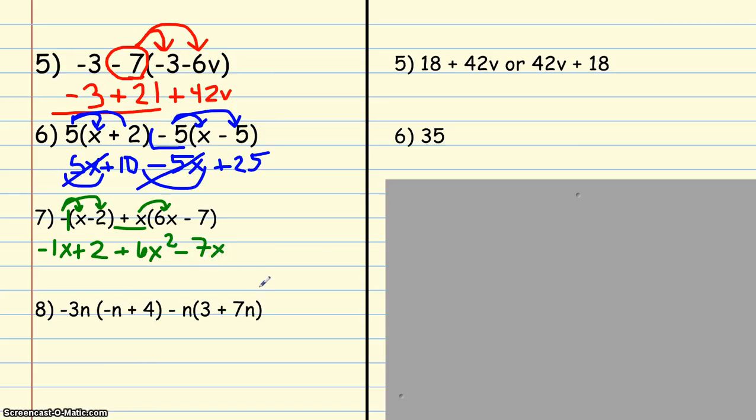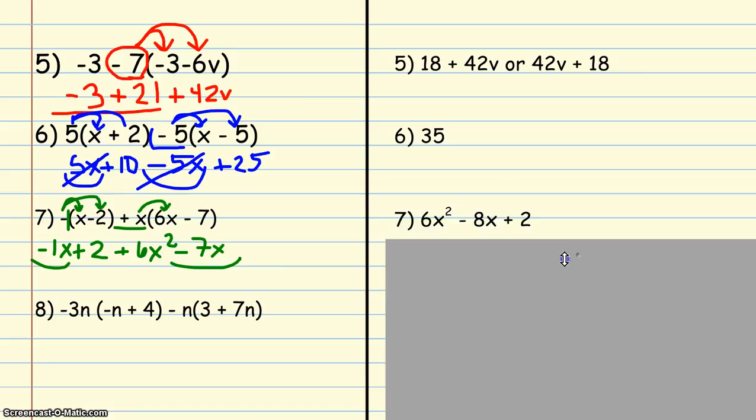Now as we take a look at our like terms, well, 6x squared, nothing's like that. But we do have minus 1x minus 7x. Together, those give us negative 8x. So we're going to have 6x squared minus 8x. Nothing is like our plus 2, so we'll just tag that on at the end. This is as simplified as we can get.